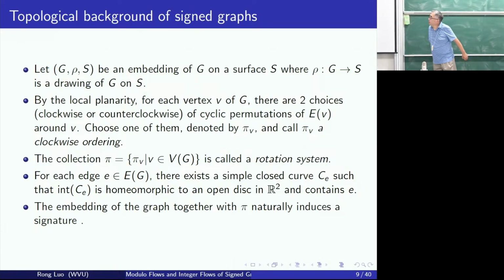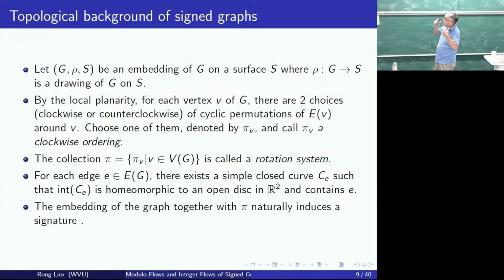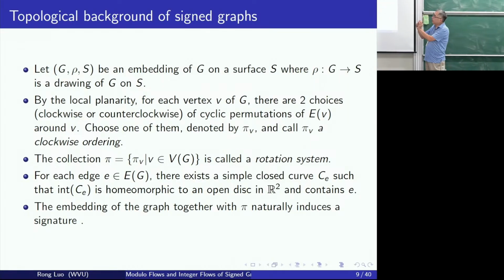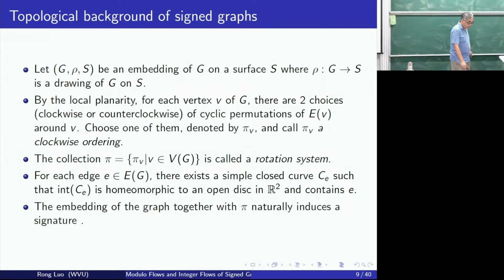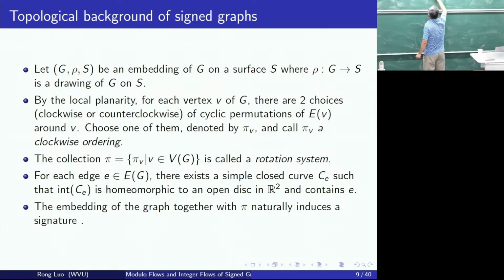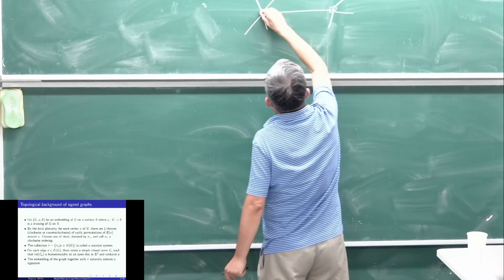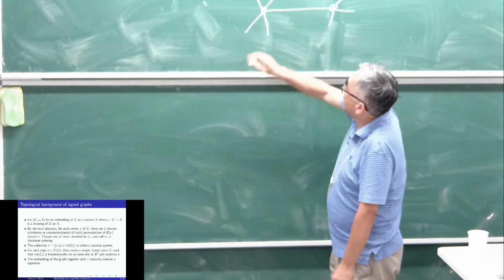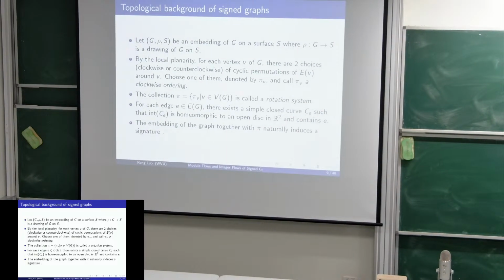So let's say G, rho, S be the embedding of G on surface S. So rho is the embedding, S is the surface. So you just draw the graph on the surface. And if you look at it locally, it's okay, you can consider it as a planar graph. So at each vertex, once you draw the graph on the surface, the order of the edges around this vertex is fixed, okay?